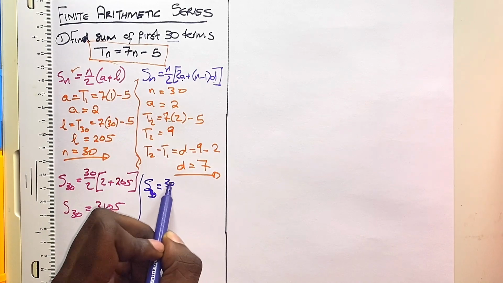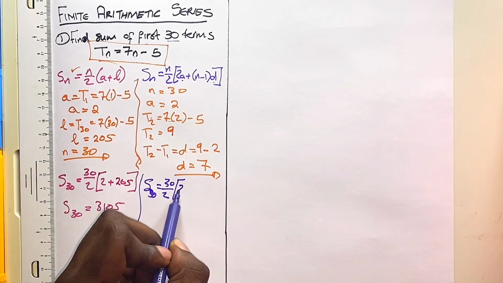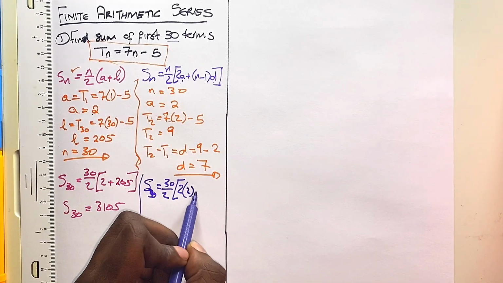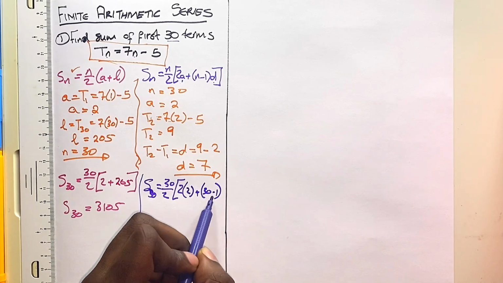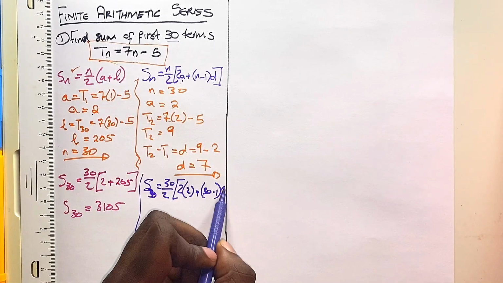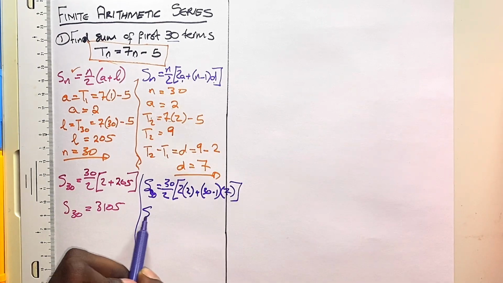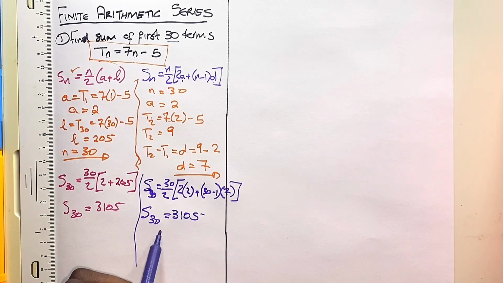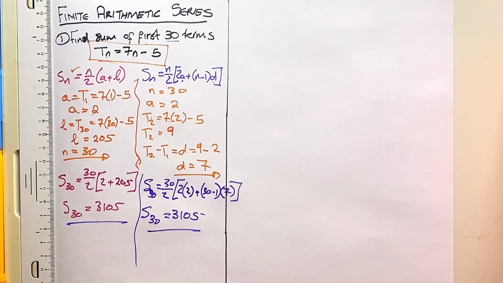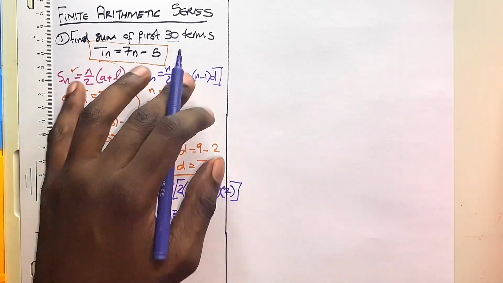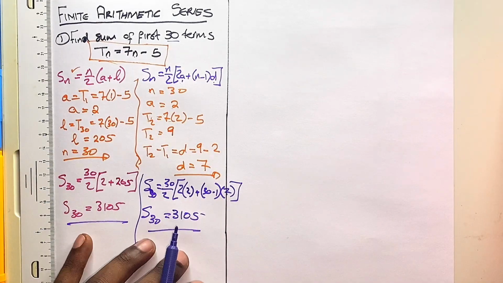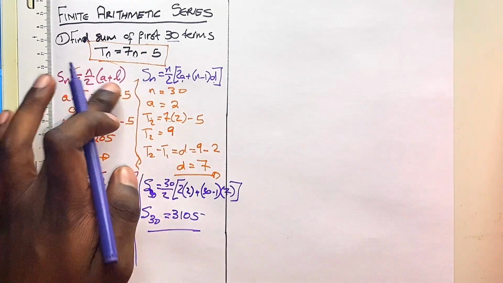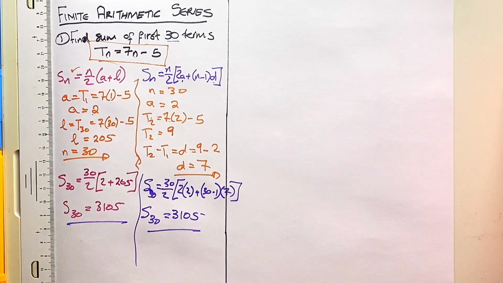Now, if we use this one, does it give us the same answer? S30 is equal to 30 over 2 into 2a, a is equal to 2, plus 30 minus 1 into d. Our common difference is 7. Now, if you put that in a calculator, it will also give you 3105. Now, those are the two formulas that you can use. They give you the same answer. One just makes things simpler for you if you can find the last term.